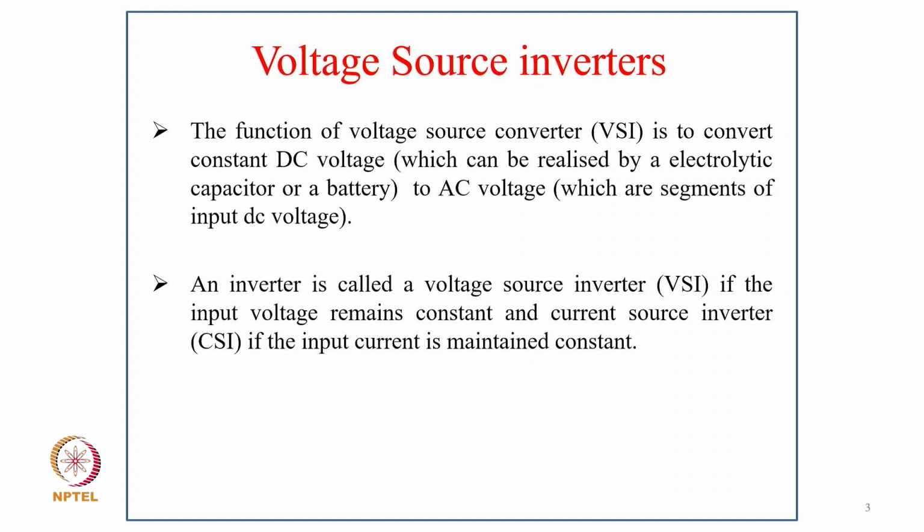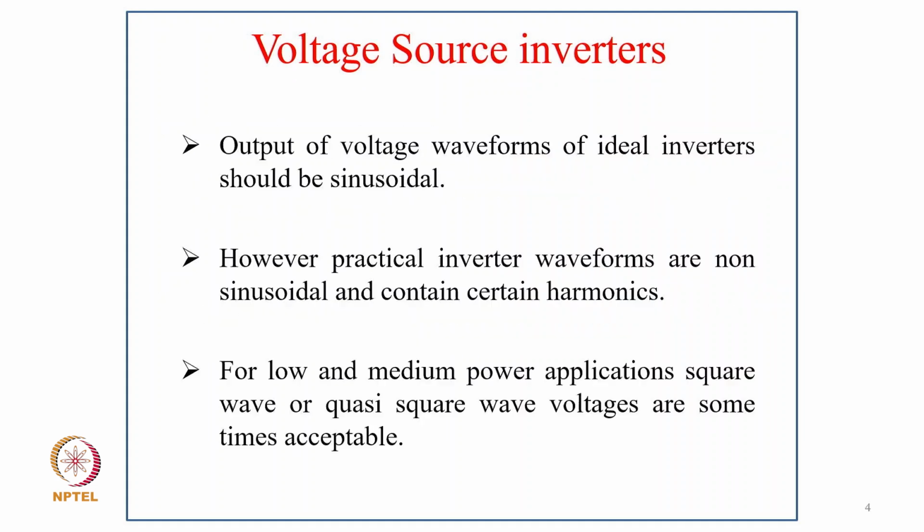The function of a voltage source inverter is to convert constant DC voltage, which can be realized by an electrolytic capacitor or a battery, to AC voltage, which are segments of the input DC voltage. An inverter is called a voltage source inverter if the input voltage remains constant, and a current source inverter if the input current is maintained constant. The output voltage waveform of an ideal inverter should be sinusoidal.